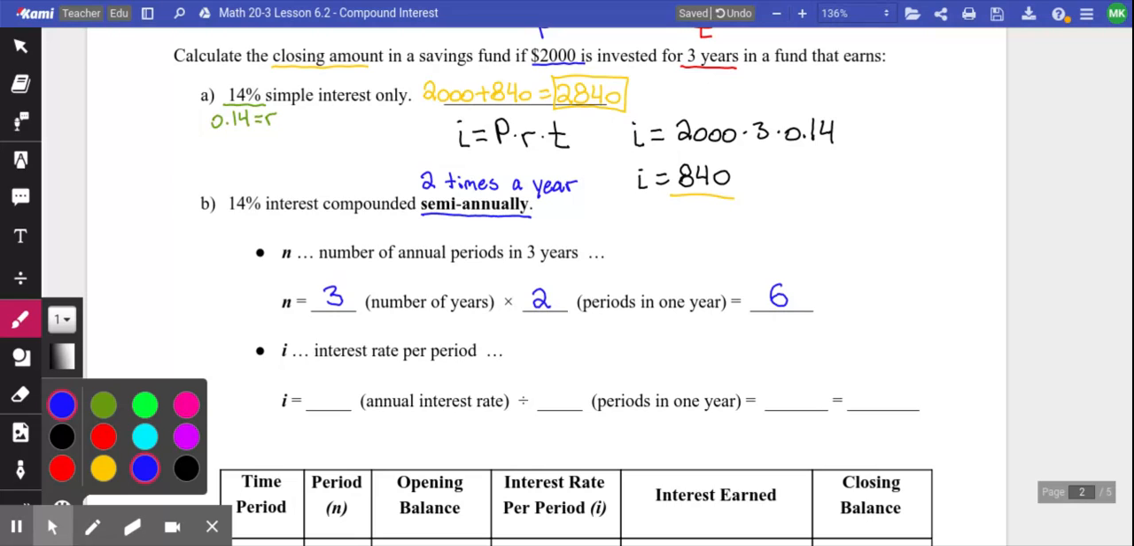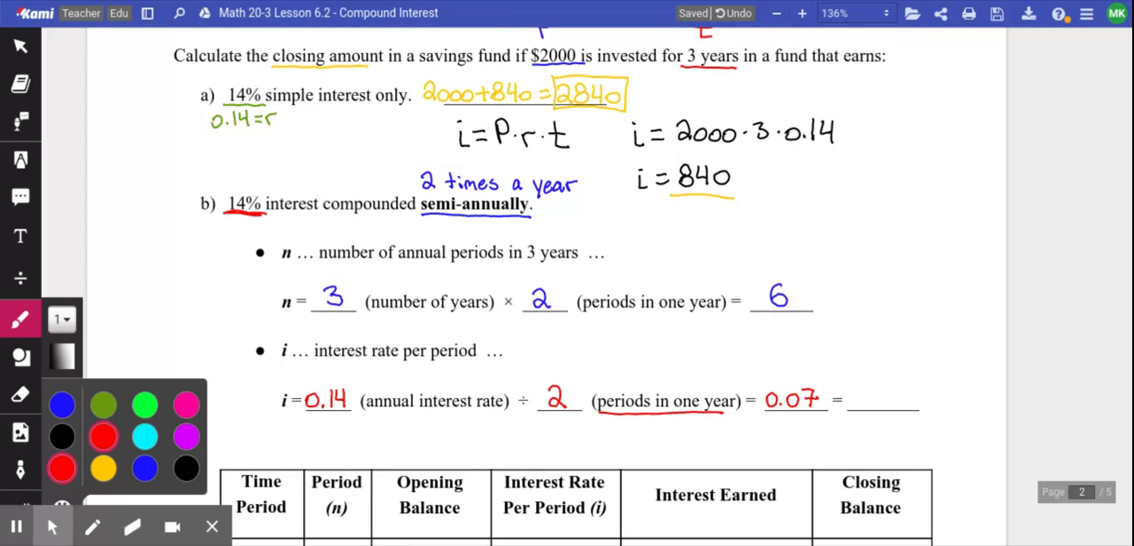The interest rate, though, is going to change a little bit. So the annual interest rate is 0.14. But to figure out the new compounded interest rate, we divide it by the number of periods in 1 year. We have 2 periods in 1 year, right? They're going to charge us twice every year. So we're going to take that number and divide it by 2. Because they don't actually charge you the full 14% every 6 months. They break it up and they're going to charge you 0.07 every 6 months. So they do help you out a little bit.